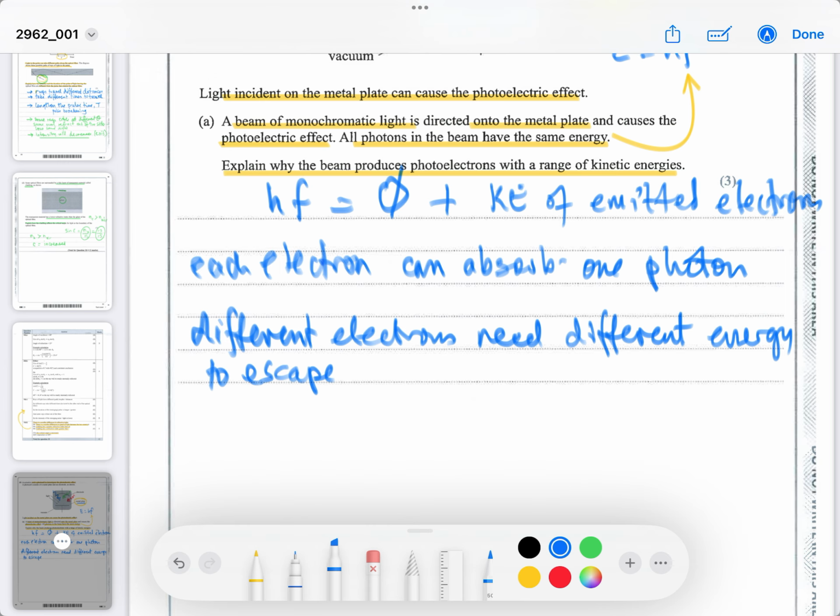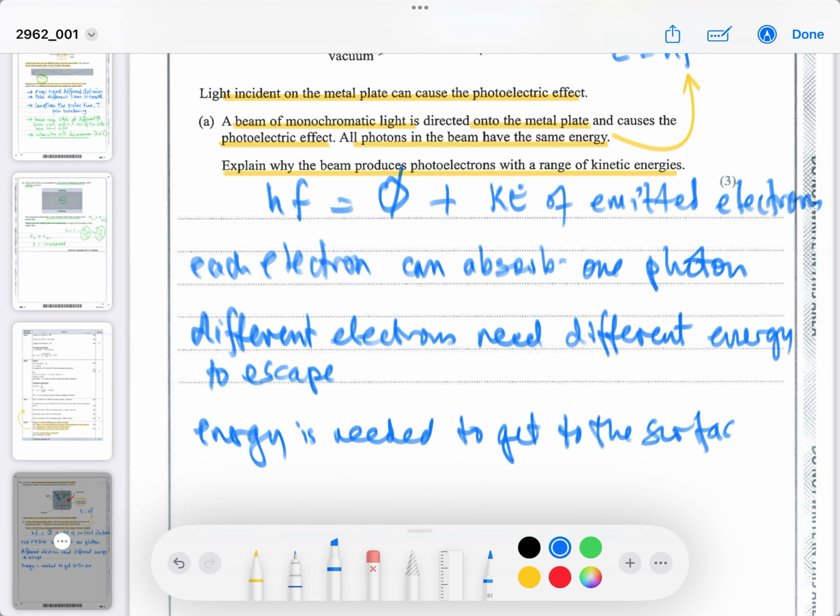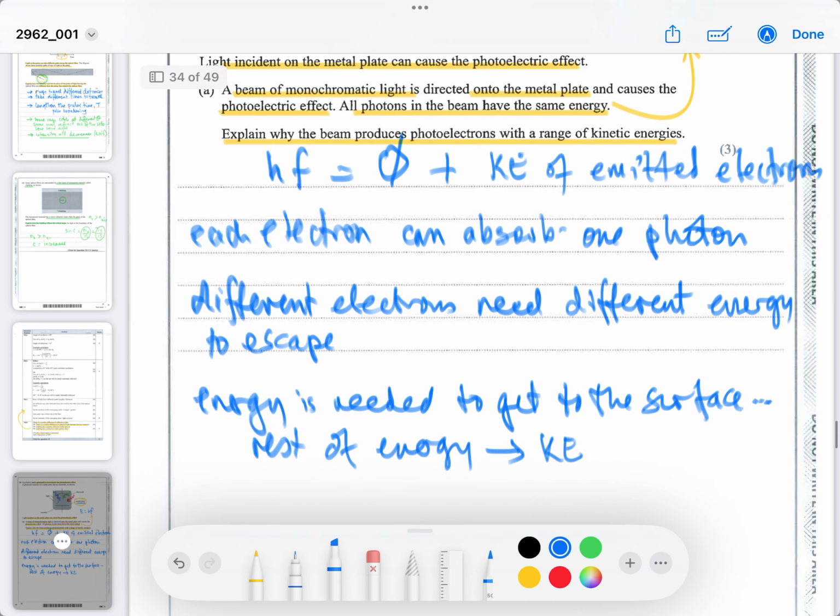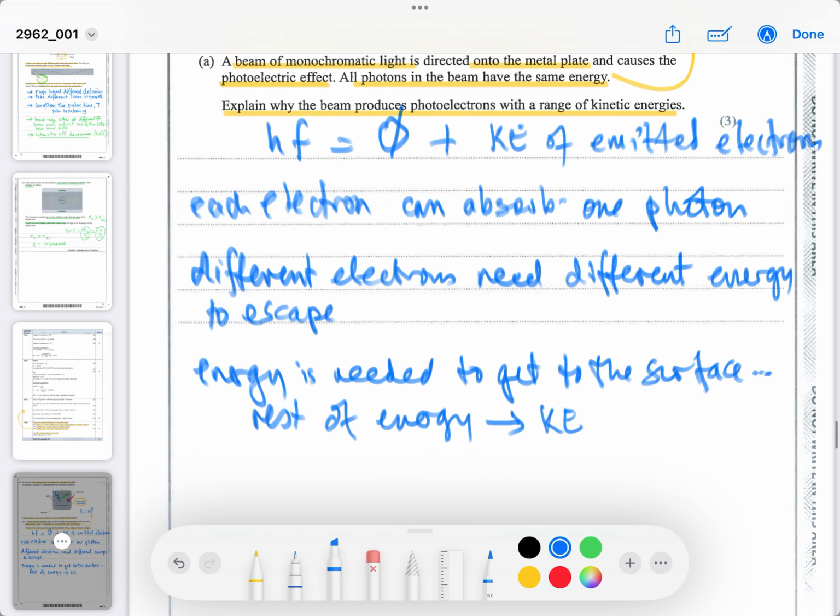So the photon energy is used to get to the surface of the metal, and the rest of the energy, the leftover energy, goes to kinetic energy. So basically those are the 3 points you've got to clearly state to get the 3 marks, one for each of those lines. And you can have a look at the mark scheme on the wording. Okay, hope that makes sense.